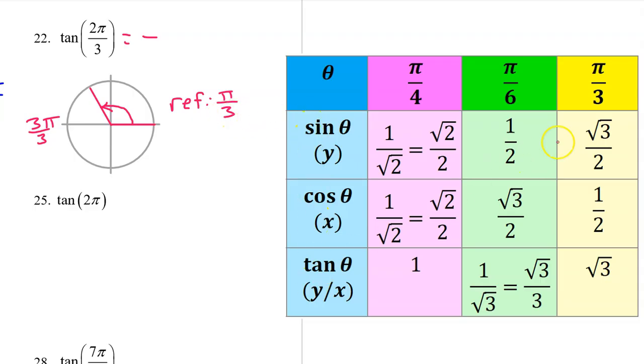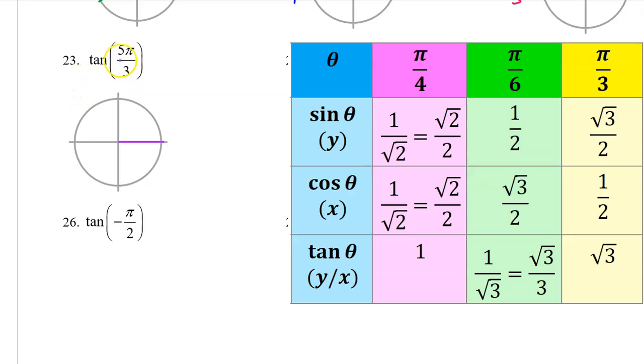Since the tangent of pi over 3 is radical 3, the tangent of 2 pi over 3 will be negative radical 3. Number 23. In what quadrant is 5 pi over 3? We can think of pi as 3 pi over 3, and then what we normally call 2 pi can be thought of as 6 pi over 3. I'm doubling this. So therefore 5 pi over 3 will be pi over 3 less than this, placing it here in the fourth quadrant.